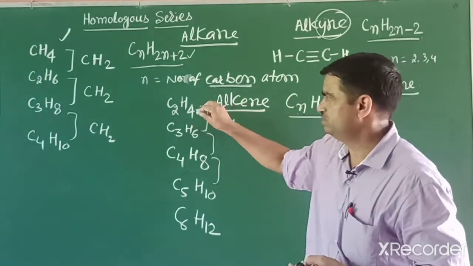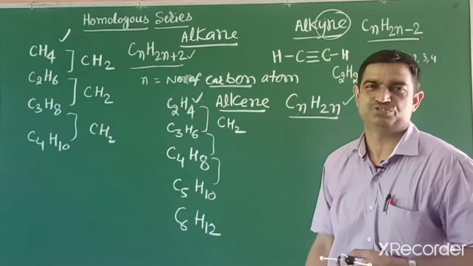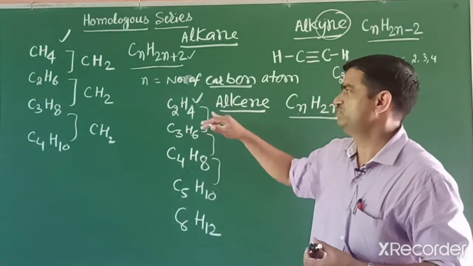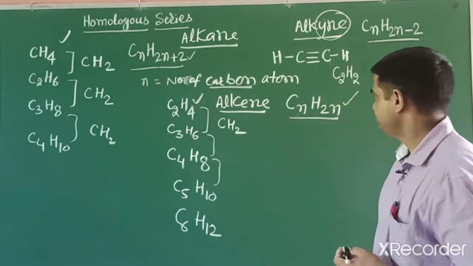This ethene, this gas is ethene. This is used for ripening of fruits. Raw fruits, for ripening of that, we use this gas ethene.